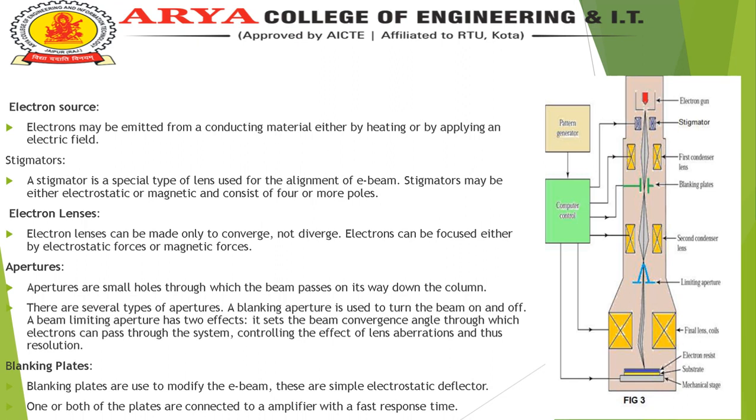This is a complete diagram of the electron beam structure. In this figure we show the electron gun, stigmator, first condenser lens, and blanking plates. Again, second condenser lens, limiting aperture, final lens coils, electron resist substrate, and this is a mechanical stage. So we are controlling by computer with our pattern generator, which generates the patterns on the computer through the computer controller.